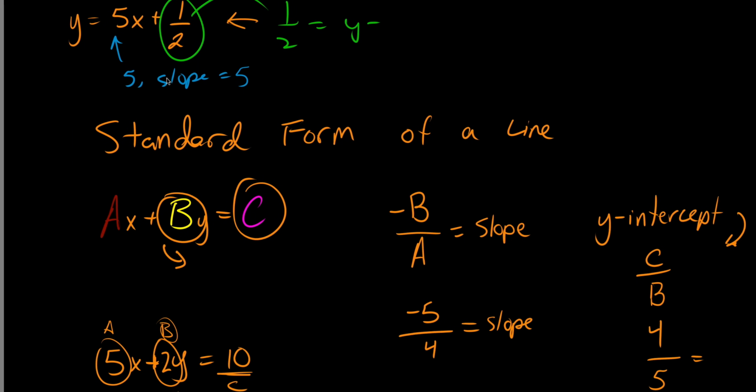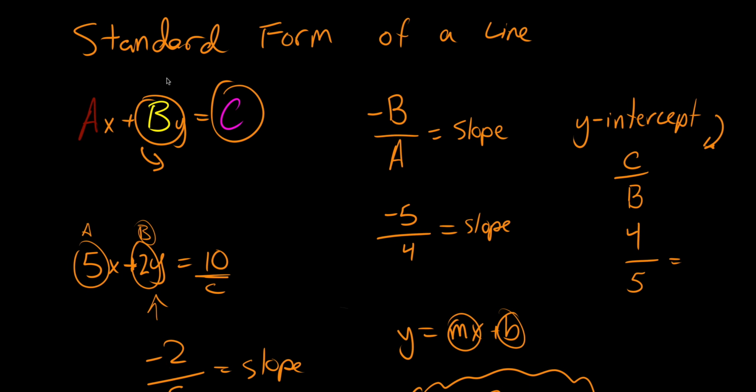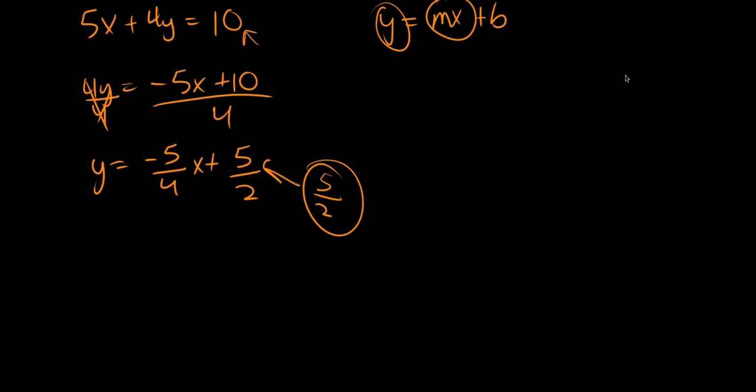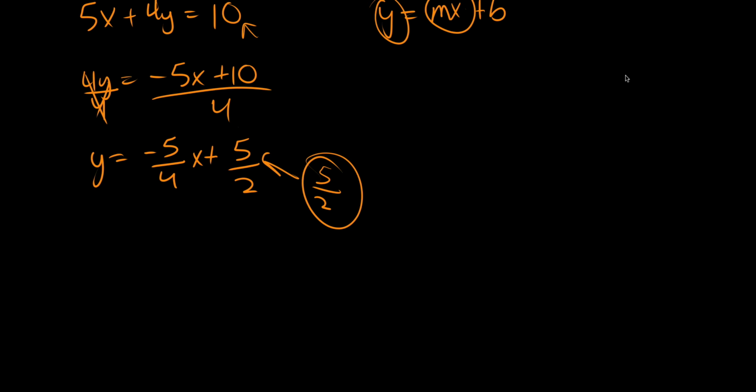The slope-intercept form of a line, y equals mx plus b, and the standard form of a line, ax plus by equals c, are formulas that you can use to kind of shortcut your way into finding the slope and y-intercept. So yeah, that's pretty much it for today's lesson.